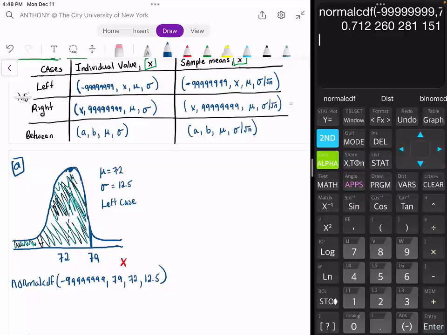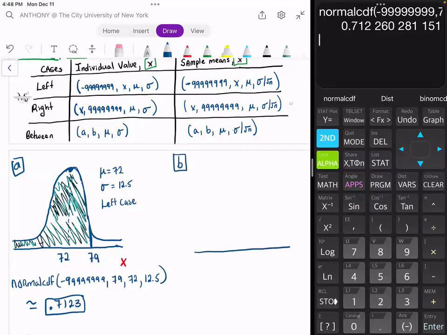You could round your answer to 4 decimal places. You'll get 0.7123. And that'll be the solution to part A. To do part B is quite similar.